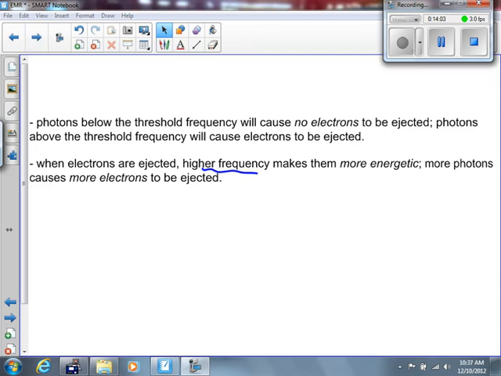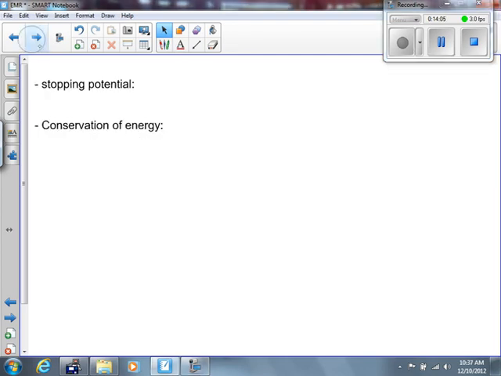A couple more terms to define here now. One's called the stopping potential. Now, we're going to define this, but as we do that, it might not make a lot of sense as to why we would even want to do this. That will come in time, I promise you. Just trust me for now. The whole idea of stopping potential and its usefulness will come a little bit later today.